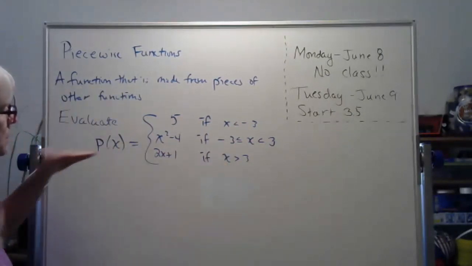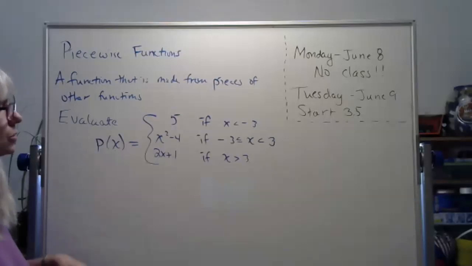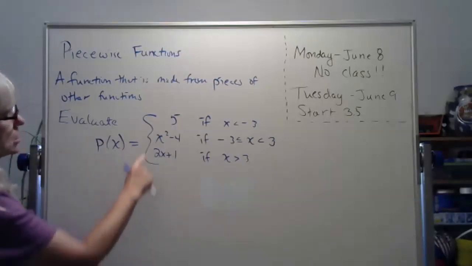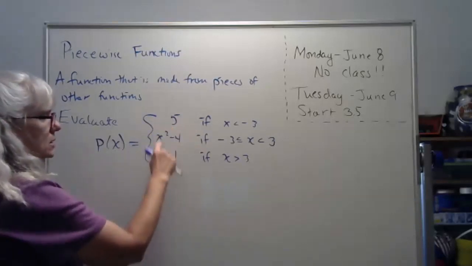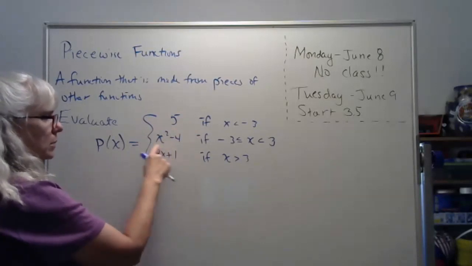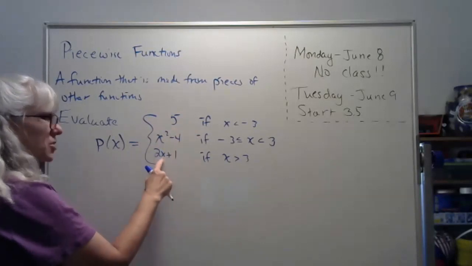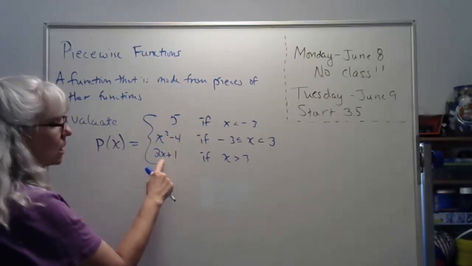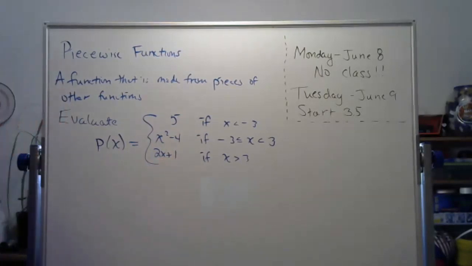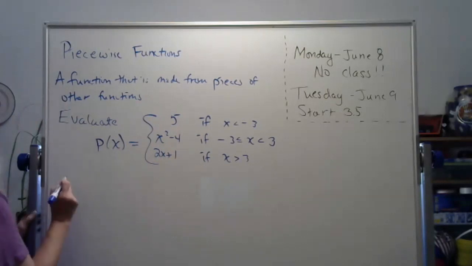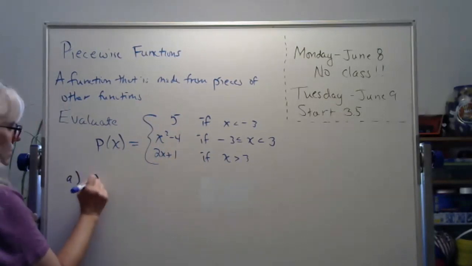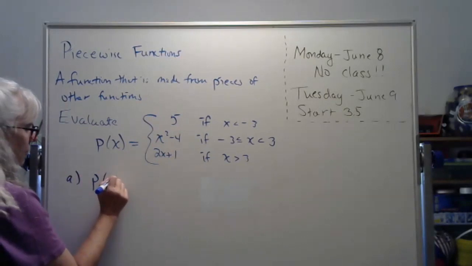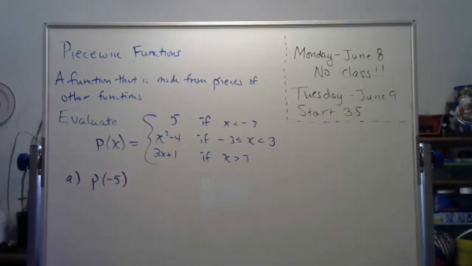So we can see that it's made up of 3 different pieces. You'll notice that these are in our toolbox of functions. So this 5 would be a constant function. Here's our parabola sitting here as a quadratic. And here's a line or a linear function. It's not the identity function, but it is still a line. So it's made up of different pieces. Now what they're asking us to do is to evaluate it. So for part A, let's go find P of negative 5. So P of negative 5. So don't forget that one input gives one output.